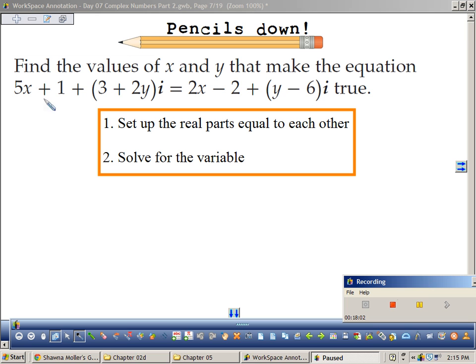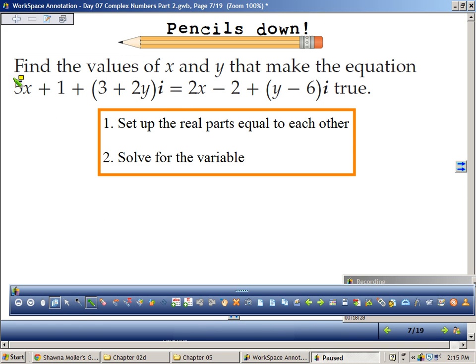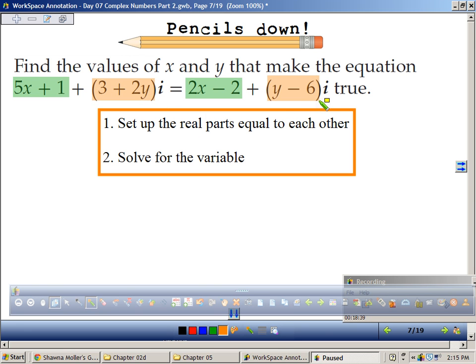All right, so it looks scary, but it's not that bad. Find the values of x and y that make the equation true. My first step is to set up the real parts equal to each other. Remember in the very beginning where we put the real parts together and the imaginary parts together? Well, this time we've got an equal sign. Whenever you have an equal sign, it means that something on this side equals something on this side, and something on this side equals something on this side.